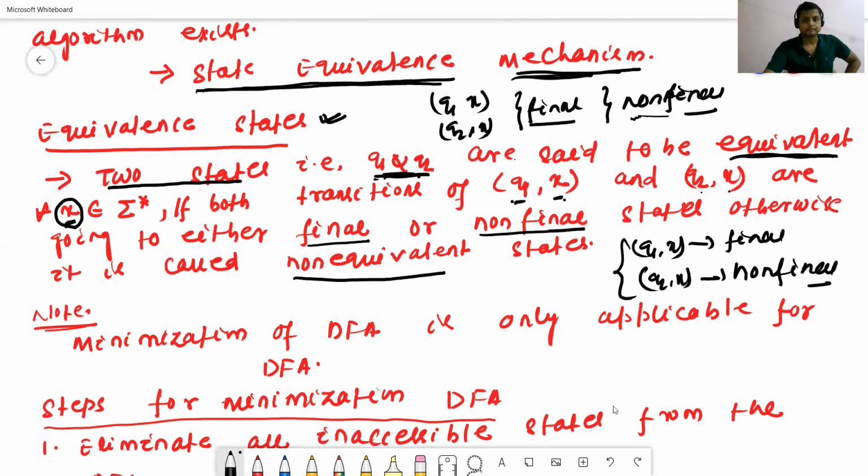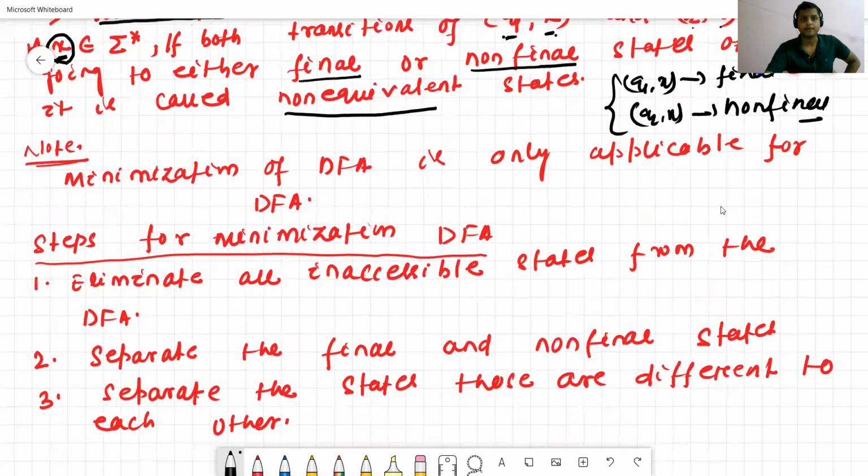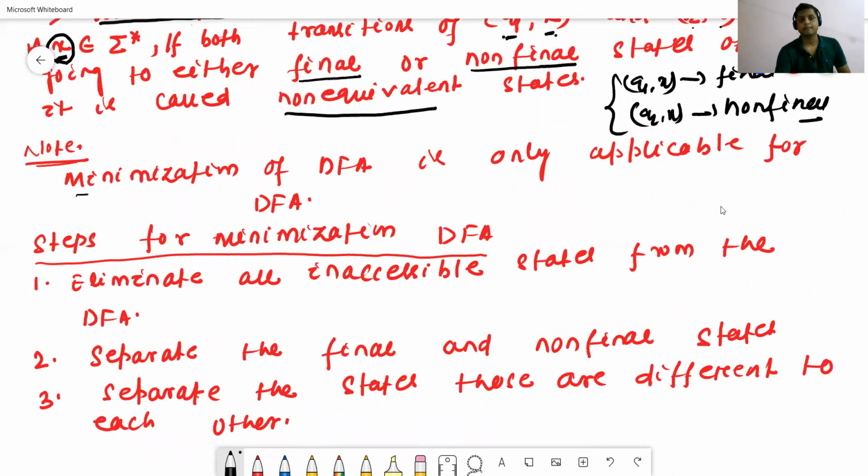Next point, minimization of DFA. Minimization of DFA is only applicable for DFA. This is a very, very important point. Now we'll construct the minimization of DFA. Try to understand how to construct the minimization of DFA if a DFA is given.